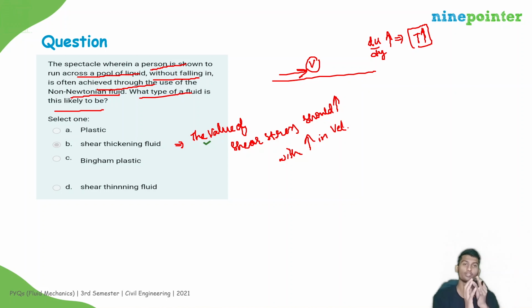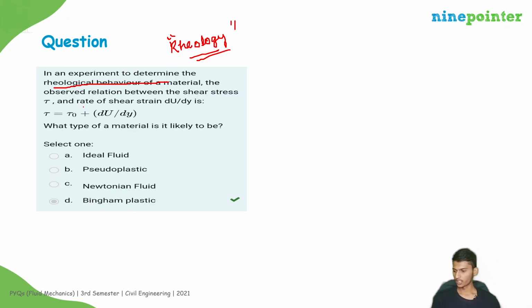In the experiment to determine the rheological behavior of a material, studying the behavior of fluids under the action of shear stress is known as rheology. Okay. The observed relation between the shear stress and the rate of shear strain, where the rate of shear strain is given by dou u by dou y, is tau is equal to tau naught plus dou u by dou y. What type of material is it likely to be?